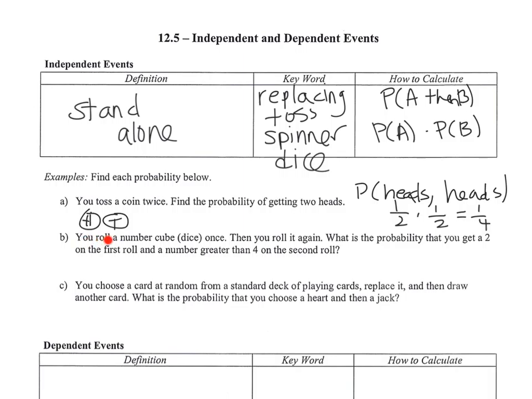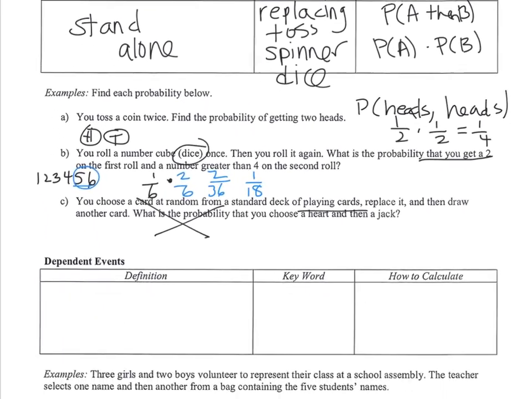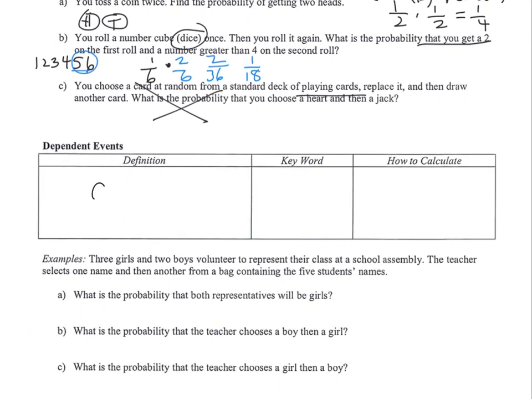Next example, you roll a number cube once, then you roll it again. What is the probability that you get a 2 on the first roll and a number greater than 4 on the second roll? So I'm going to do what's the probability you get a 2, which is 1 out of 6, because on a dice there's 1 through 6, times a number greater than 4 is 2 out of 6, because these two are greater than 4. So 1/6 times 2/6 is 2/36, which is 1/18. And then I'm going to skip this one because we're talking about playing cards. Okay, dependent events cannot stand alone.